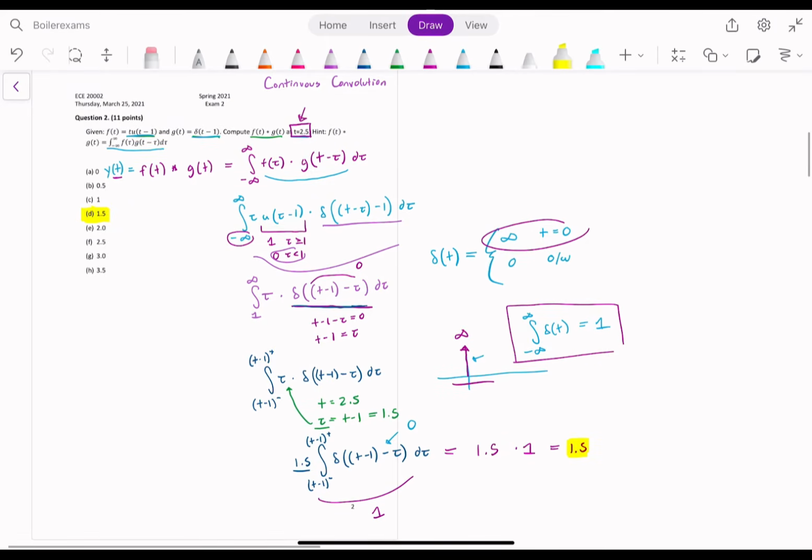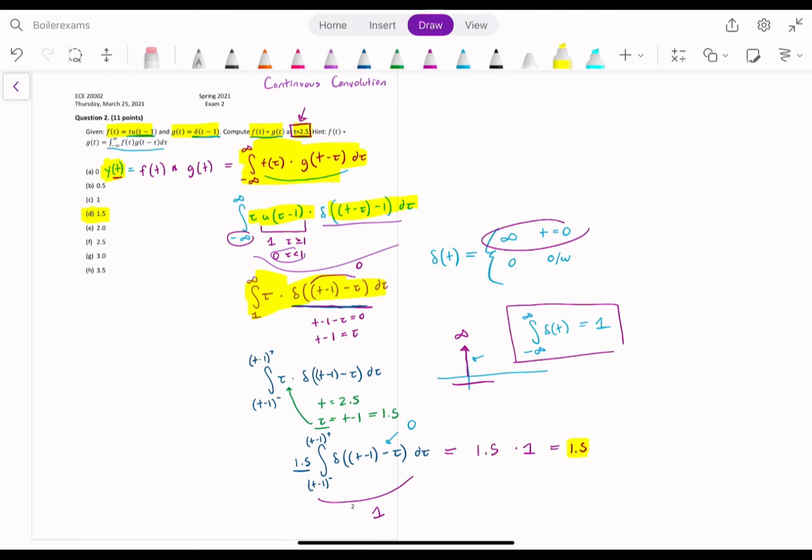So let's review what we did. This question gave us two functions, f of t and g of t. And they wanted us to convolve these two functions together and then find out what the result of that convolution is when the independent variable t is equal to 2.5. And so we performed the convolution integral here. We plugged in our values, restricted our bounds, and what we got was this.